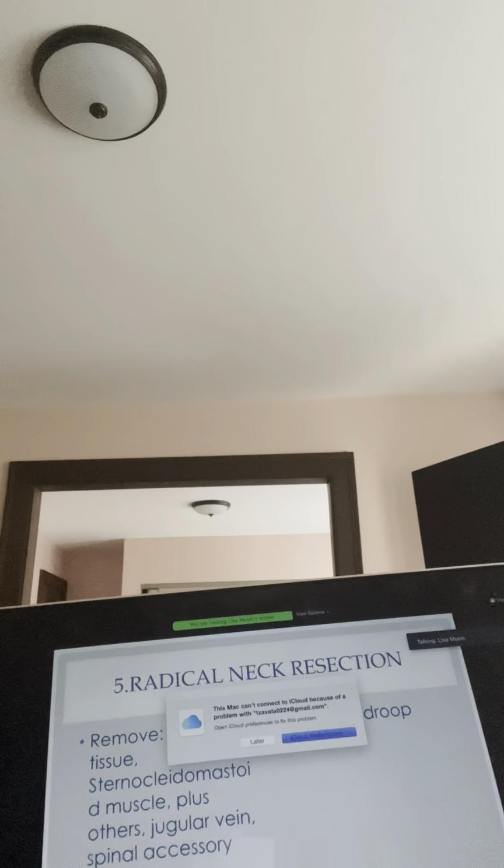What are some possible problems? Shoulder droop, that's due to the spinal accessory nerve being severed. Drains that we'll have to manage, and possibly grafting material. They can take enough out of that neck area that oftentimes they'll have to have grafting, possibly muscle or tissue taken from the chest area. And I'll show you a picture of that here in just a few minutes.